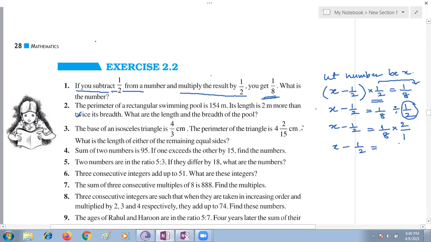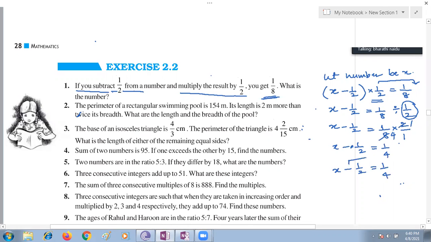What are the numerators? Any cancellation part going here? Yes, ma'am, it will become 1 by 4. You can cut it. Ma'am, two ones are and two fours are. Yes, two ones are, two fours are. It's nothing but what is left over, 1 by 4. Yes, x minus 1 by 2 is equal to 1 by 4.